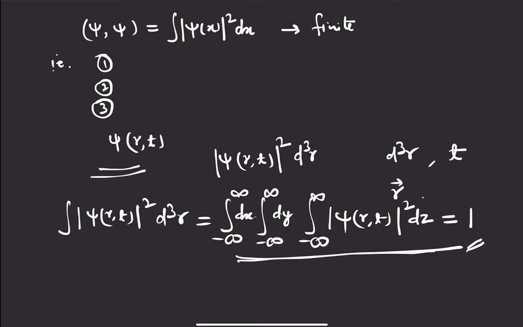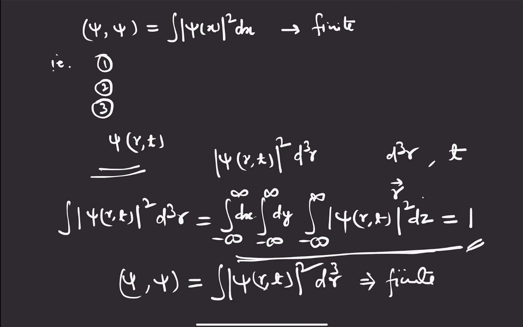Therefore, we see that for any function to be square integrable, it is necessary that it follows the condition that the integral of |psi|^2 d^3r is finite, that is, the scalar product of psi with itself gives a finite value. Only then is the function said to be a square integrable function.